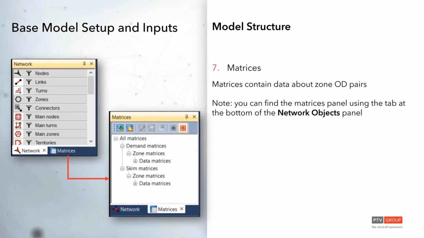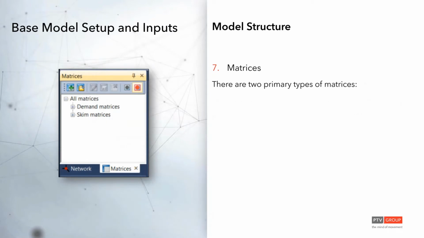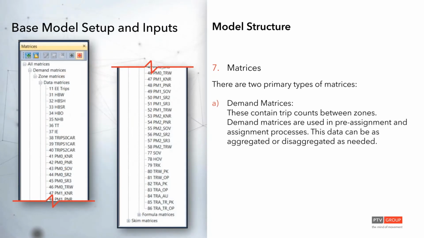And the matrices come in 2 varieties. We have matrices that represent demand. So here are all of the demand matrices that we have in the network. These contain trip counts between zones. Now, the reason we have so many matrices is because we use these in both the pre-assignment process as well as the assignment process. So some of these matrices are representing subsegments of the population, right? They're representing how many different types of single occupant vehicles or multi-occupant vehicles or park and ride trips we have between different zones under different conditions.